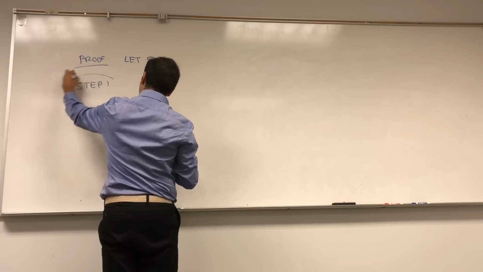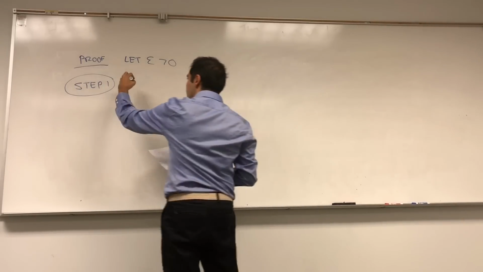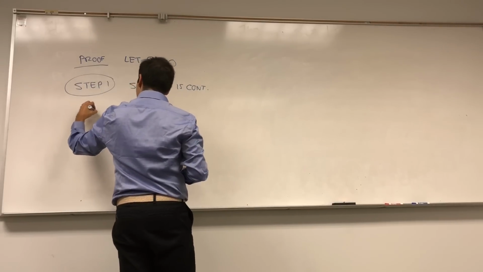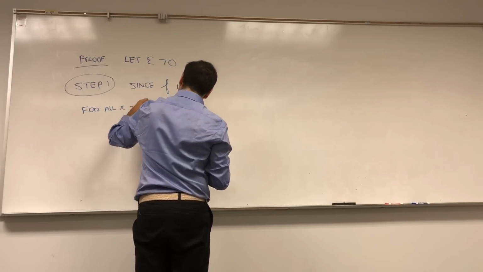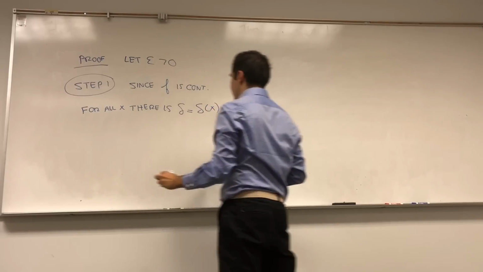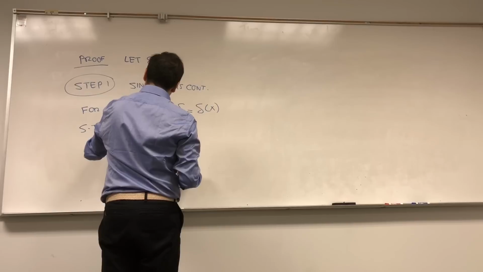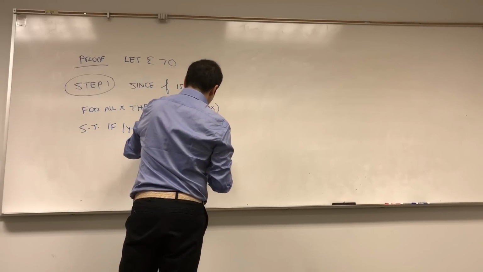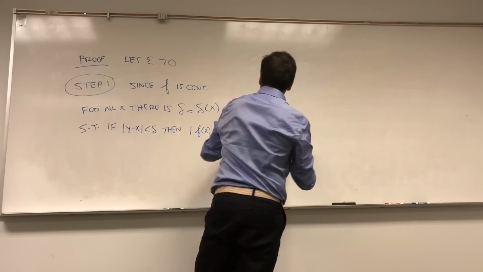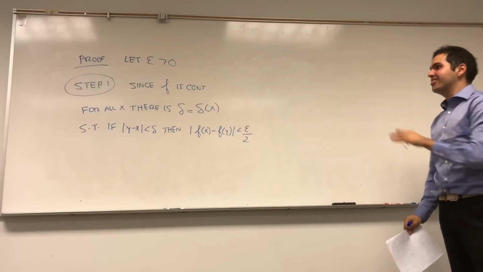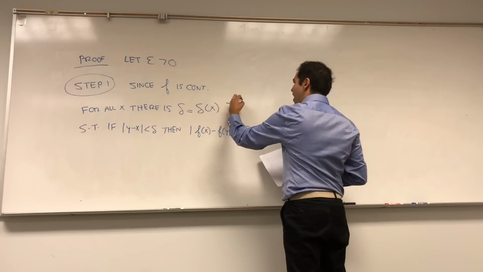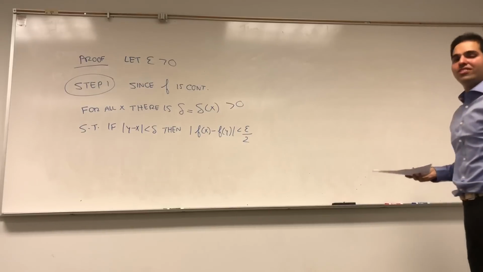And so the first step is, let's use the definition of continuity. Since f is continuous, we know that for all x, there is delta, and again, delta depends on x, so you can think of it as a function of x, such that if y minus x is less than delta, then f of x minus f of y is less than epsilon over 2. So technically epsilon, but we're allowed to choose any epsilon that we want. So in particular, you can find some delta such that if y is close enough to x, then f of x is close enough to f of y.